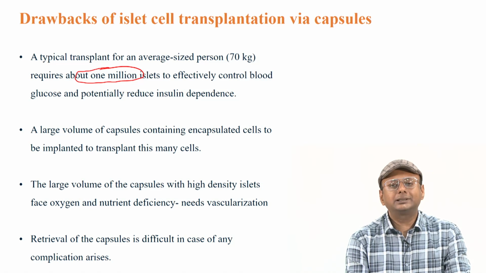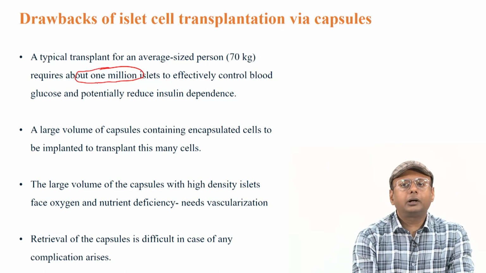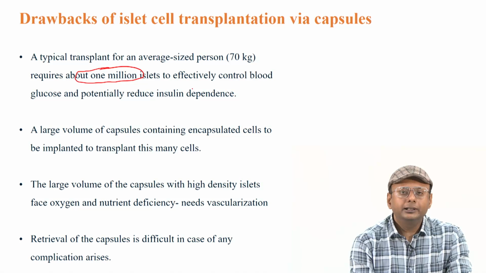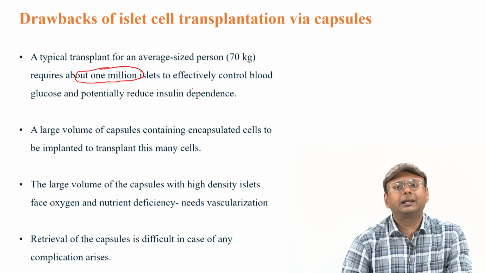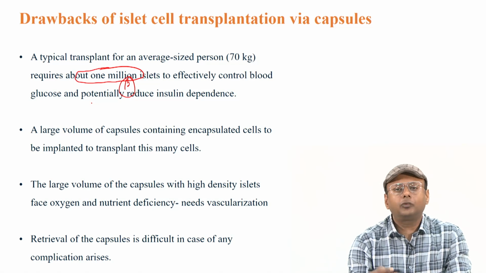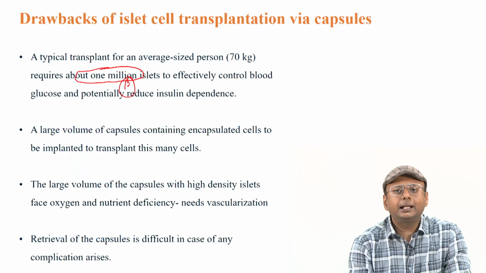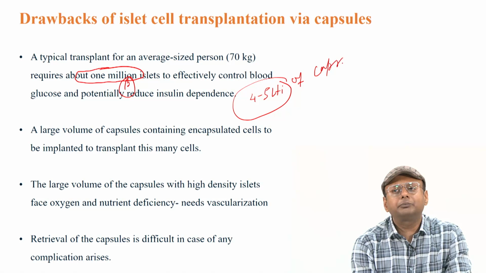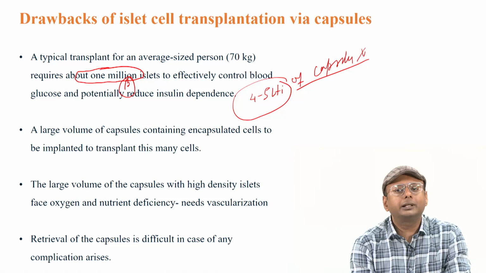Now the problem is, as we said, that it takes about 1 million islet cells to effectively transplant in the body in order to have a proper long-term cure, because our pancreas has almost 1 million beta islet cells. Now to implant 1 million beta islet cells using a capsule based system, it will require almost 4 to 5 liter volume, right? So it will require at least 4 to 5 liter volume of capsules, which is almost impossible to think of.